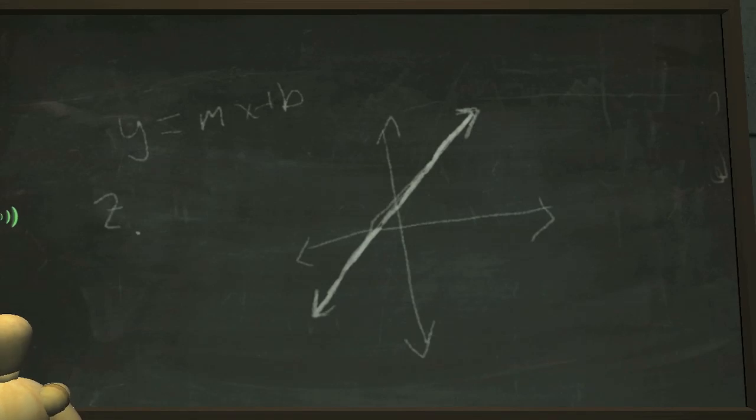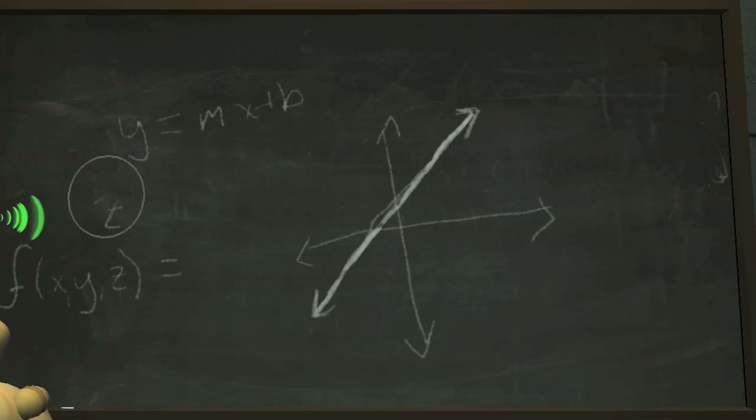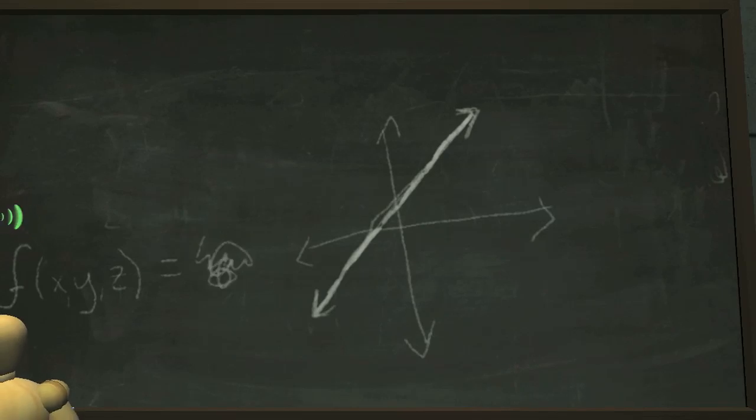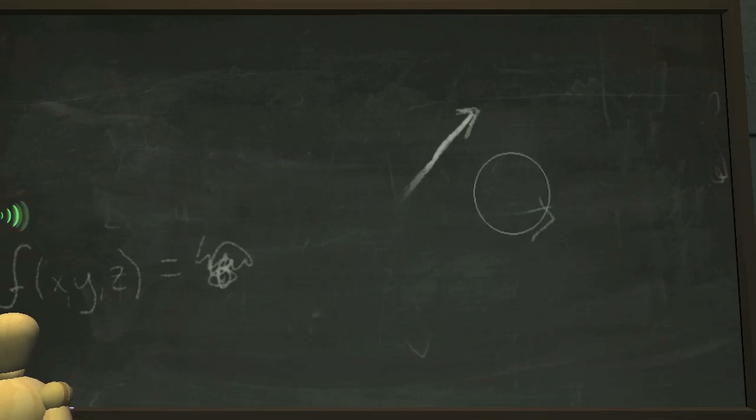So we need to compute x, y, and z. What we do is we define a function on 3 variables, and this equals a bunch of blah blah blah. And the important thing is this. This function takes in x, y, and z. This function will return a number, a single number. If it's less than 0, you're inside, and if it's greater than 0, you're outside.